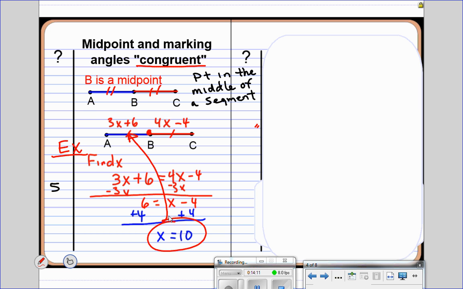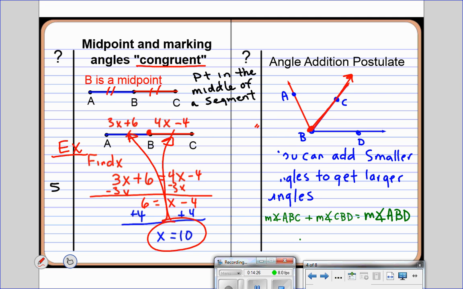X times 3 is 30, that's 36. So when I plug it in on the other side, I better get 36. I sure do. 4 times x is 40, 40 minus 4 is 36. Fantastic. Let's move to the other side.